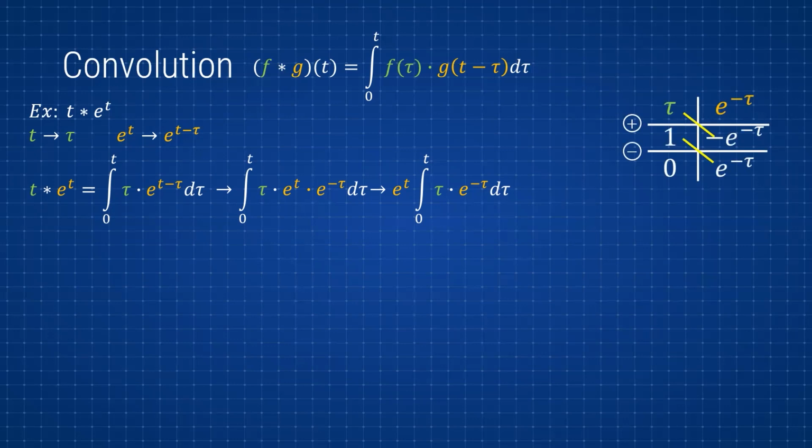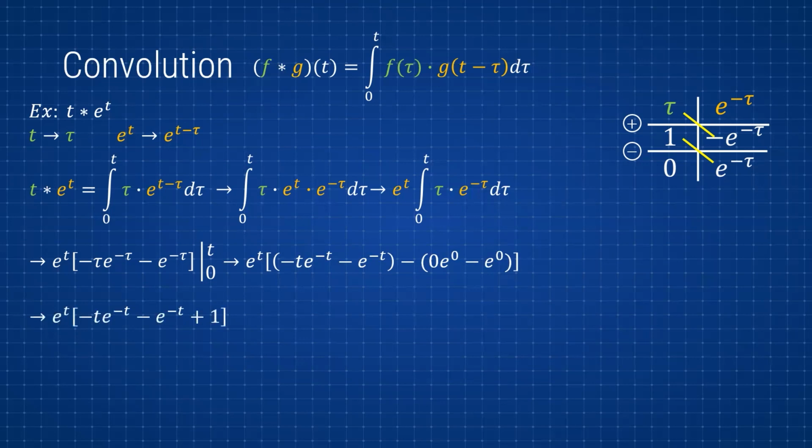I do that, I get the derivative of tau, it's 1, then 0, the integral of e to the negative tau is negative e to the negative tau, and then e to the negative tau, plus minus. And I'll get here that the answer to that integral is e to the t times negative tau e to the negative tau minus e to the negative tau, integrating from 0 to t. So I have to basically evaluate the values. I substitute, and what I end up with will be e to the t times negative t e to the negative t minus e to the negative t plus 1, which basically comes from that e to the 0.